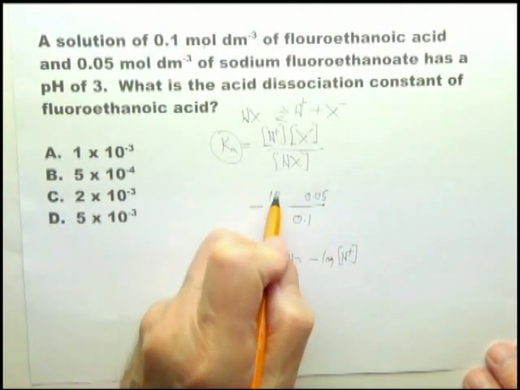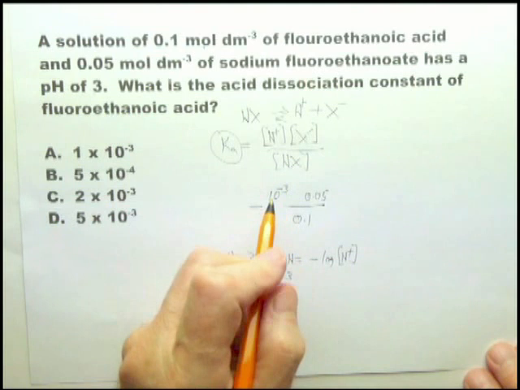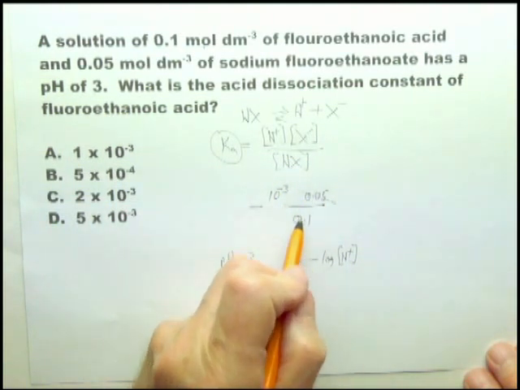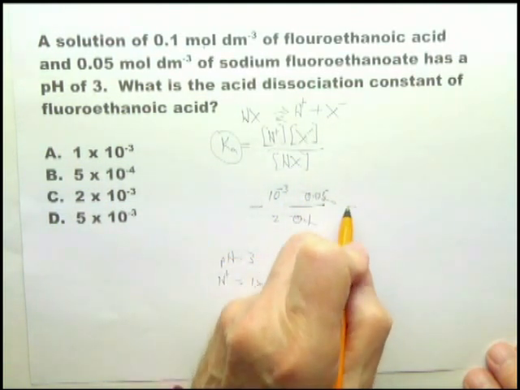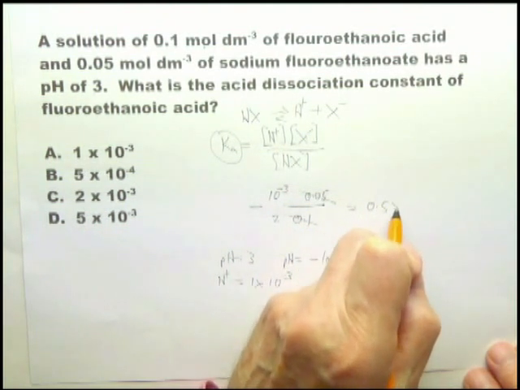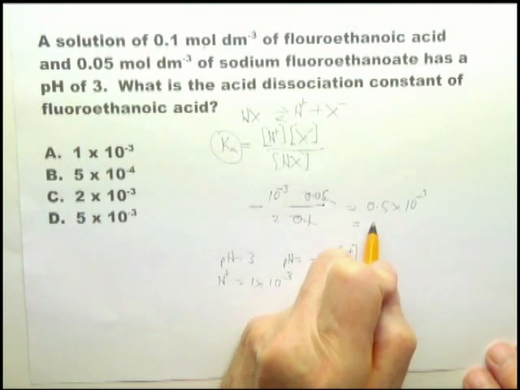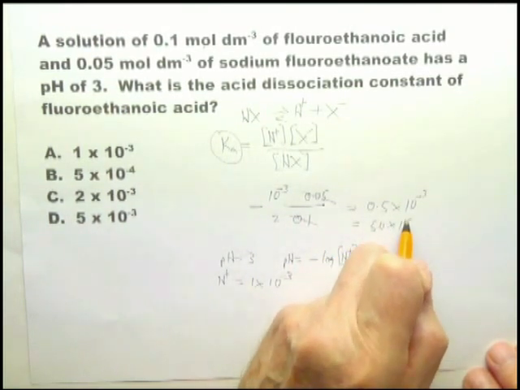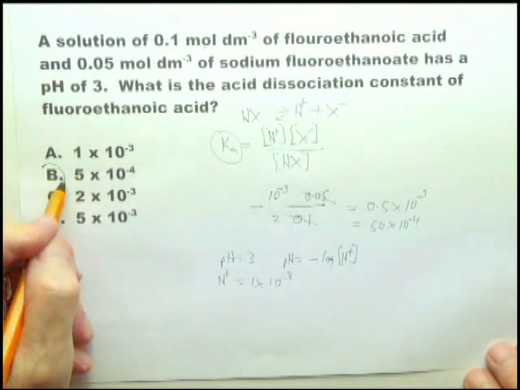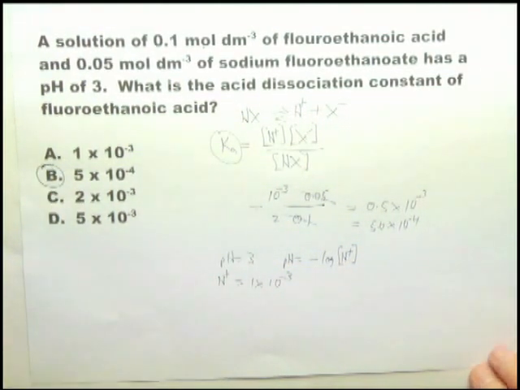We put up here 10 to the minus 3. Lo and behold, this goes into that 2 times. Therefore, that equals 0.5 times 10 to the minus 3, which equals 5.0 times 10 to the minus 4. There you go. Now, this one would have taken you a little bit longer if you were writing it out. If you can do these kind of things in your head, it would be so much better. But even so, writing it out shouldn't take you more than 30 seconds or so.